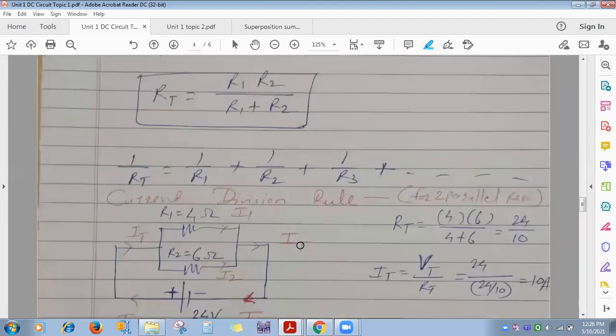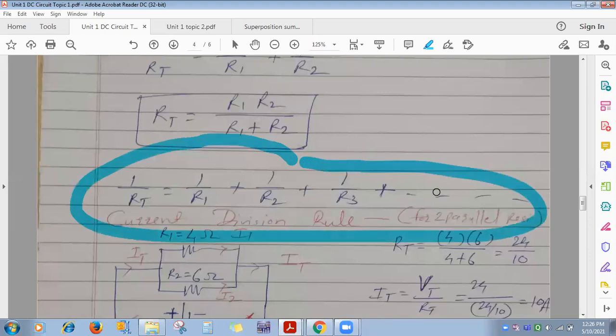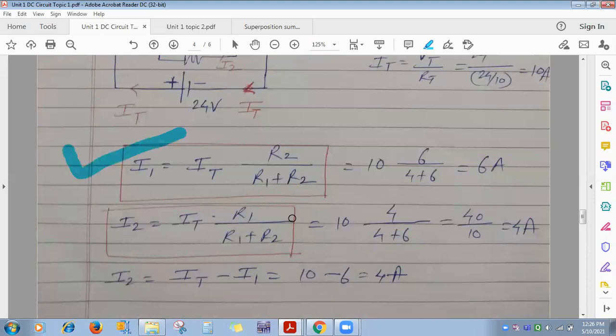When the resistances are connected in parallel, you can use this formula to find the equivalent: 1 by R equivalent, or 1 by R total, is equal to 1 by R1 plus 1 by R2 plus 1 by R3 and so on. And the current division rule you can apply to two resistances connected in parallel. What is the formula? Just now I told you, keep this in your mind.